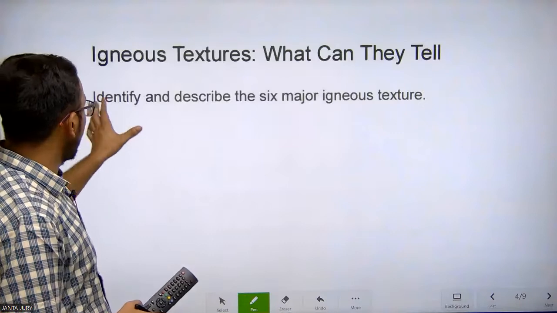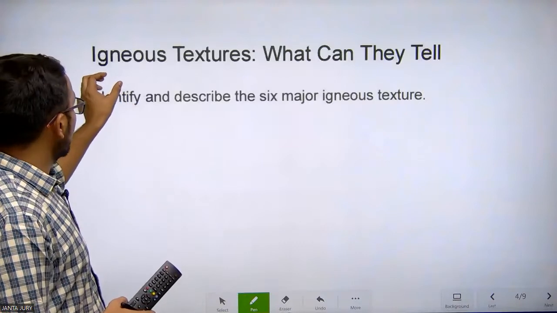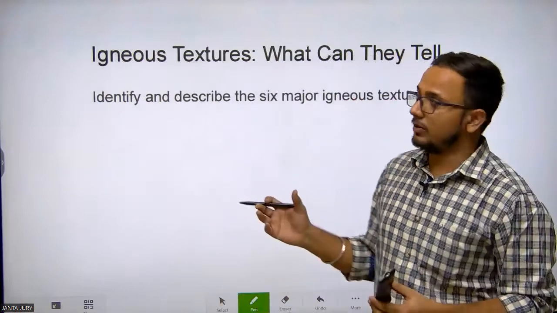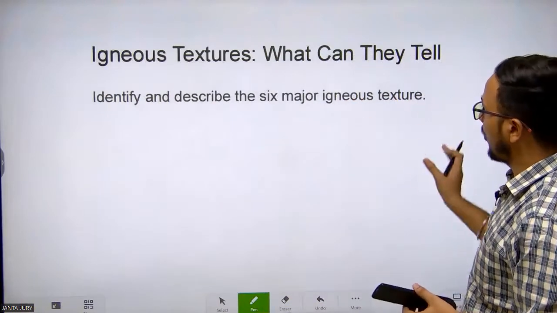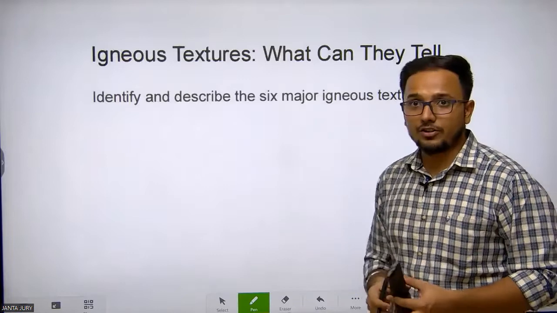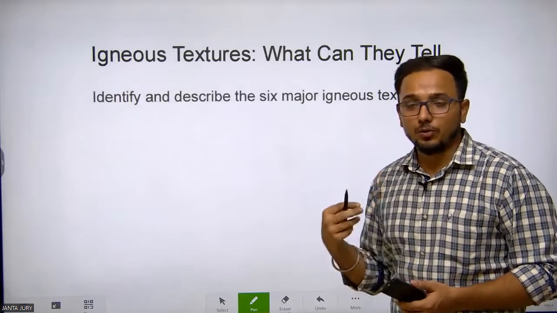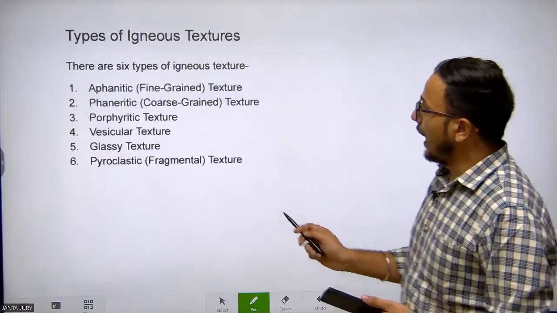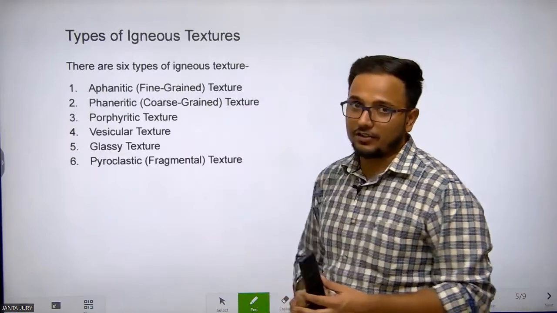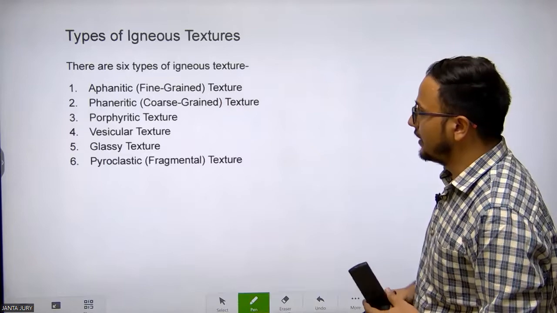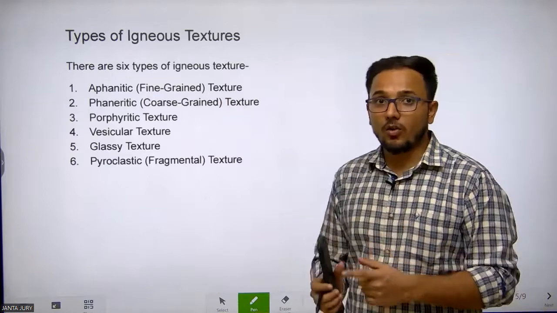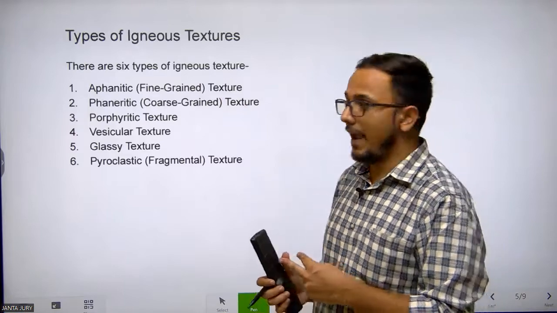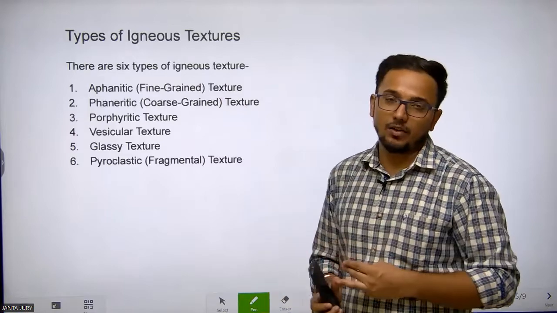Now look at what we will cover today. We will cover igneous textures. In igneous textures, we have covered what textures are and other properties of rock textures. You can refer to our YouTube videos on our IGNEOUS Conclave channel. Today we will look at the types of igneous textures. There are 6 types of igneous textures, which are determined by the cooling rate, dissolved gases in the magma, and the silica content of the magma.